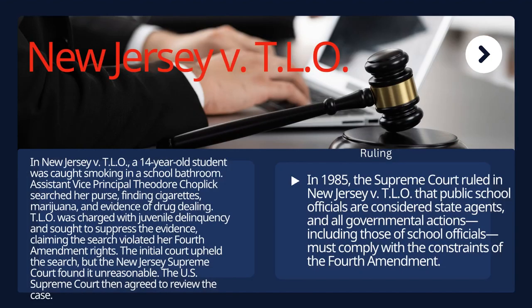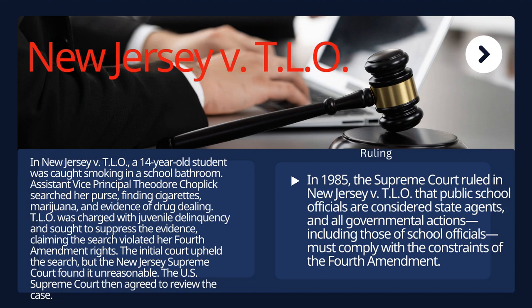New Jersey v. T.L.O. In New Jersey v. T.L.O., a 14-year-old student was caught smoking in a school bathroom. Assistant Vice Principal Theodore Choplick searched her purse, finding cigarettes, marijuana, and evidence of drug dealing. T.L.O. was charged with juvenile delinquency and sought to suppress the evidence, claiming the search violated her Fourth Amendment rights. The initial court upheld the search, but the New Jersey Supreme Court found it unreasonable. The U.S. Supreme Court then agreed to review the case.